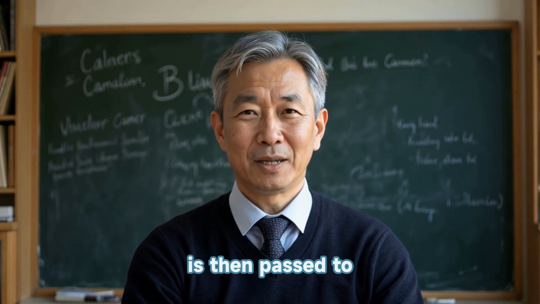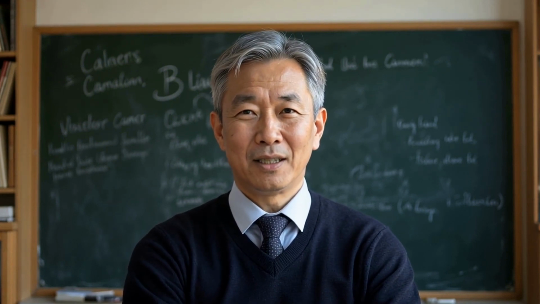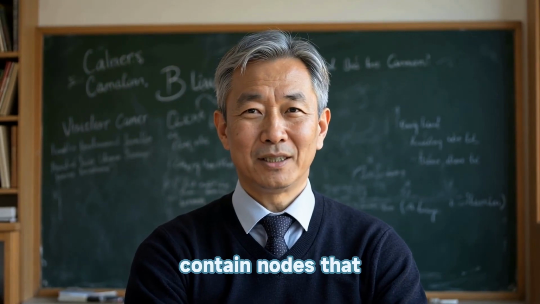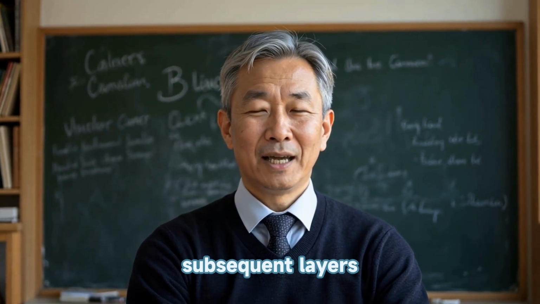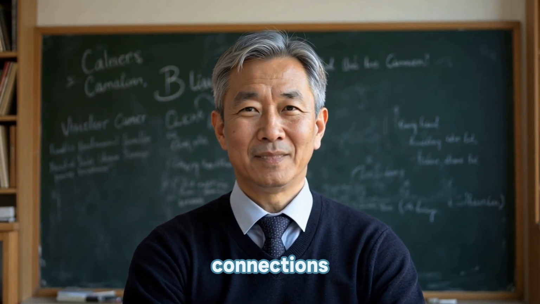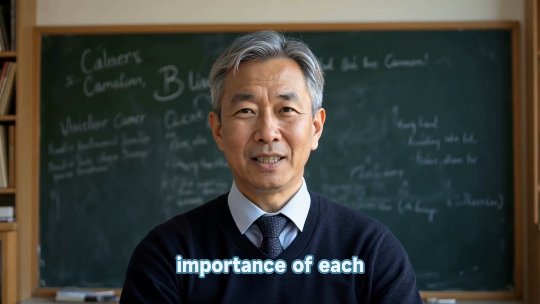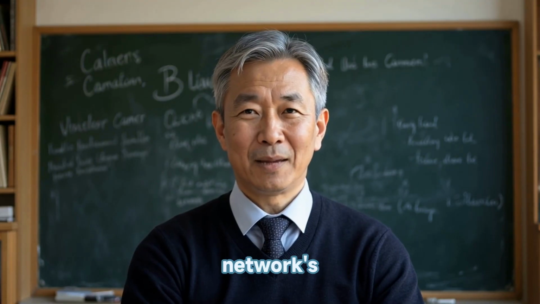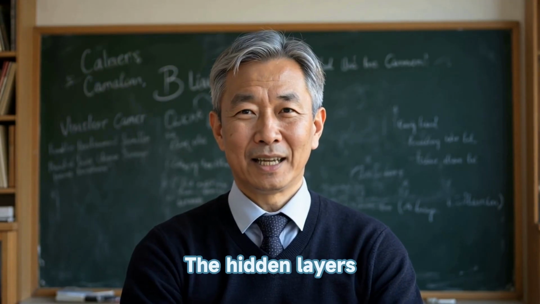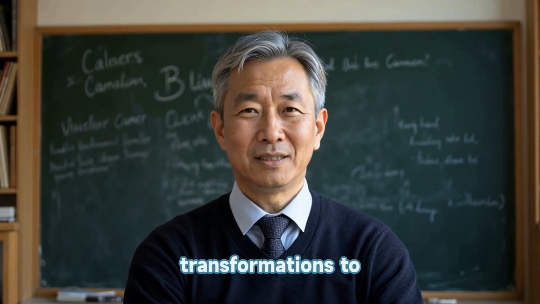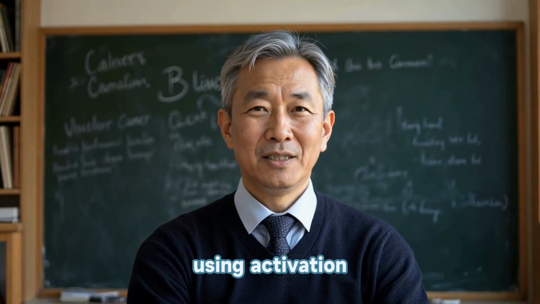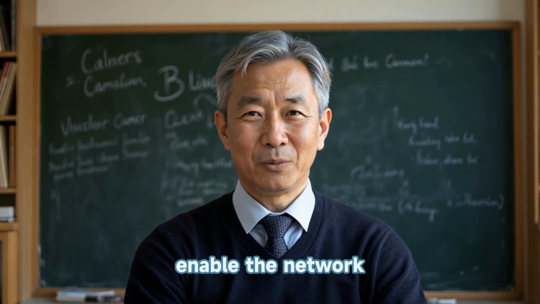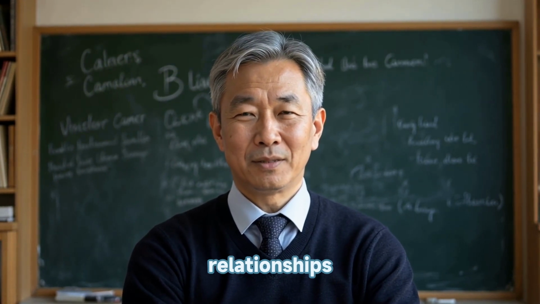This information is then passed to the hidden layers, where the real magic happens. Hidden layers contain nodes that are connected to the previous and subsequent layers through weighted connections. These weights determine the importance of each connection, and they are adjusted during the learning process to improve the network's performance. The hidden layers apply mathematical transformations to the input data using activation functions, which introduce nonlinearity and enable the network to model complex relationships.